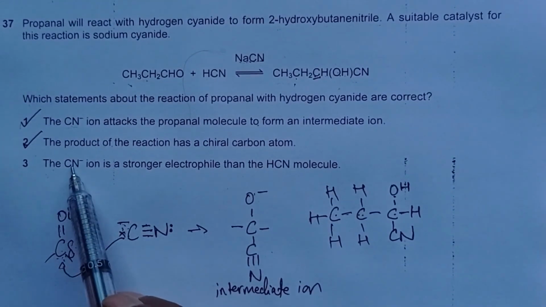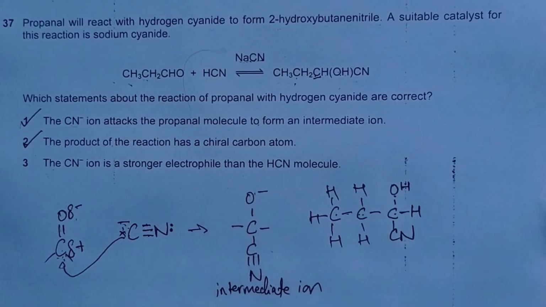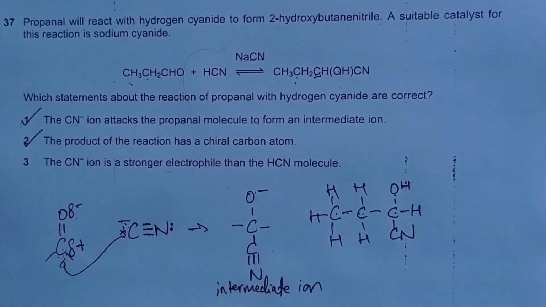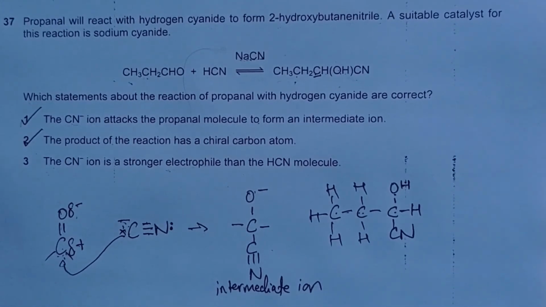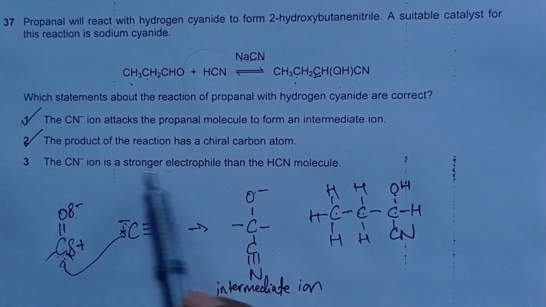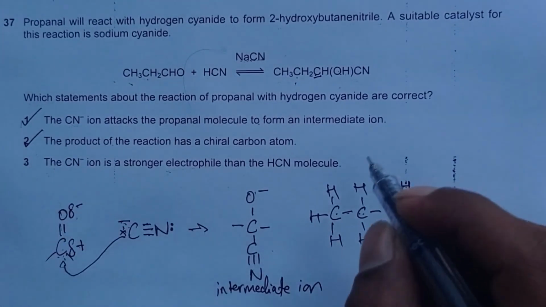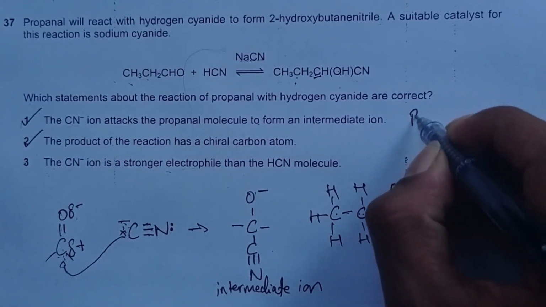Choice number 3: the cyanide ion is a stronger electrophile than the HCN molecule. So you might think, yeah, cyanide could be stronger, but the question is about electrophile, and cyanide is a nucleophile. One of the properties of a nucleophile is that it has a lone pair of electrons and a negative charge, and cyanide is definitely not an electrophile. So choice number 3 is incorrect, which means the correct answer is B.